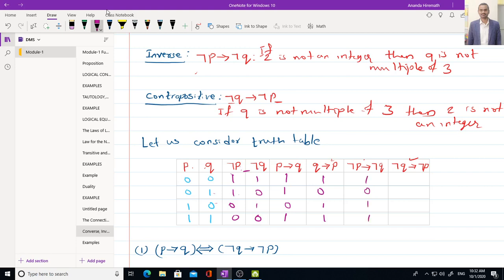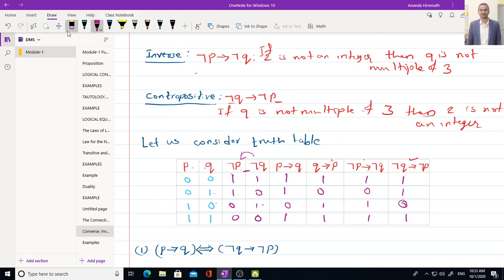Now in reverse order, not q conditional not p means 1 should be there in this column, 0 should be there in this column, then only 0, otherwise 1. 1 1 is 1, 0 conditional 1 is 1, 1 conditional 0 is 0, then 0 conditional 0 is 1.